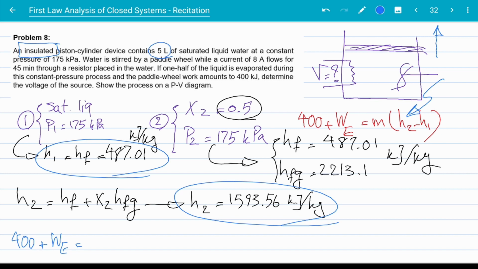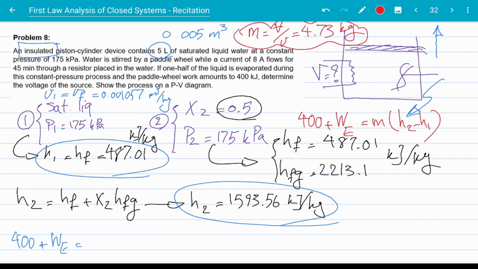Now we know that we have 5 liters of water. 5 liters is 0.005 meters cubed. The specific volume at state 1 is also known. We can read it from the tables. So specific volume 1 is the saturated liquid specific volume, and it is 0.001057 meters cubed per kilogram. I can find the mass from these two. I can say mass is volume divided by specific volume. Volume was 0.005, specific volume was 0.001057, and if you plug these two into this equation, you get that the mass is 4.73 kilograms.